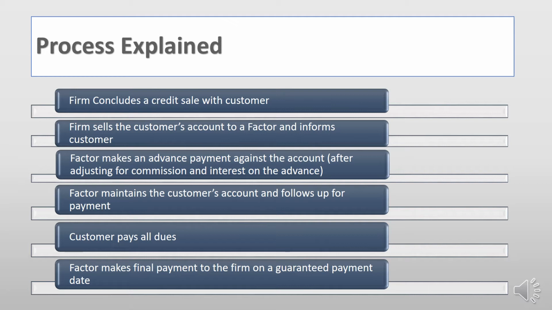Factor makes advance payment against this account after adjusting for commission and interest on the advance. Factor also maintains the customer's account, and follow-ups are done by the factor only for the payment. When customer pays all dues, factor makes final payment to the firm on a guaranteed payment date.